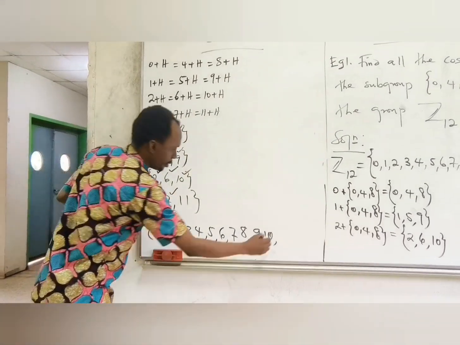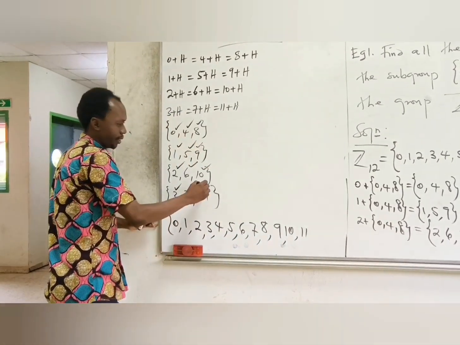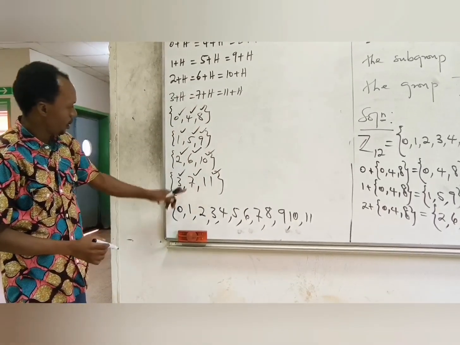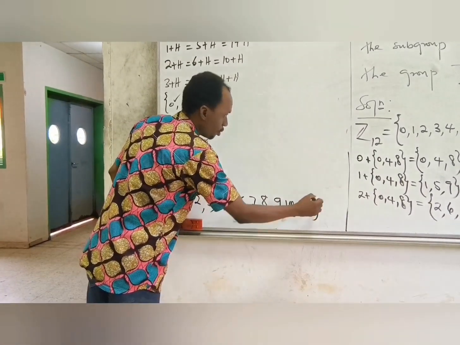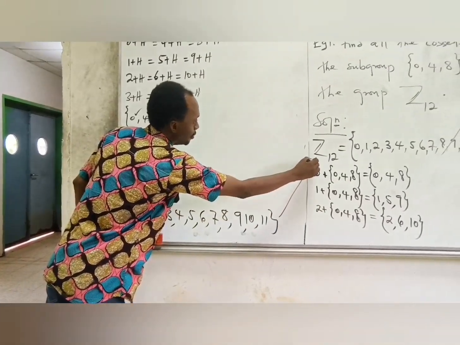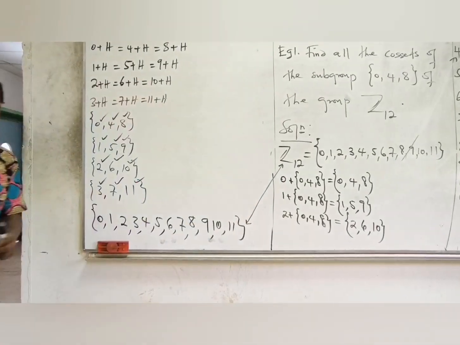10 is here. Is there 11? 11 is here. Have we finished marking all the coset elements? Yes. So let's close and now compare this with our main set. Are they the same? Yes.